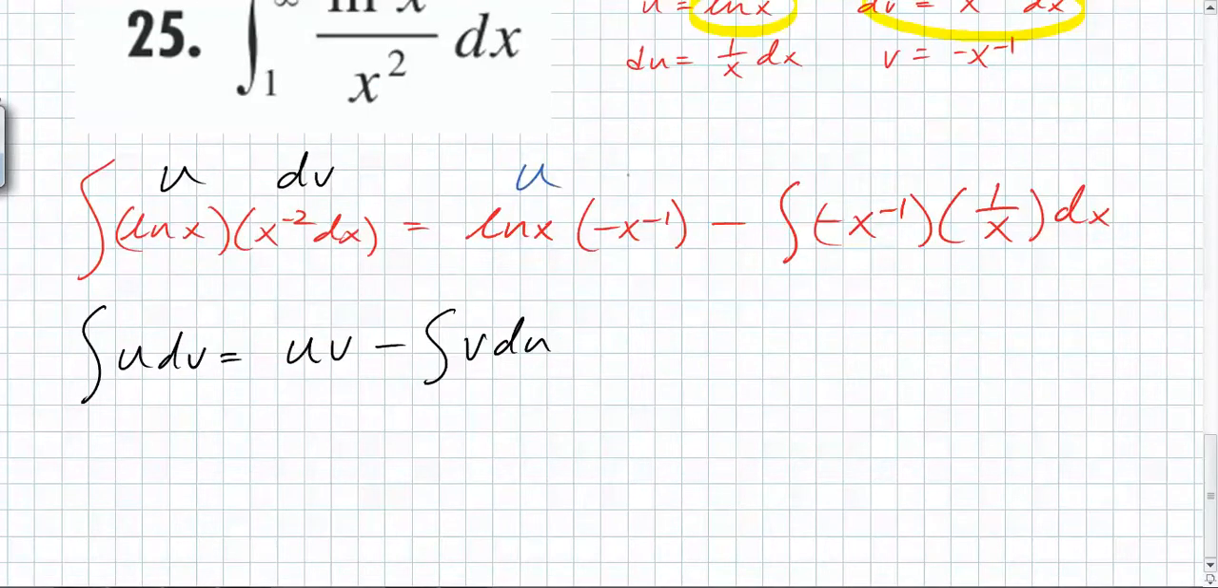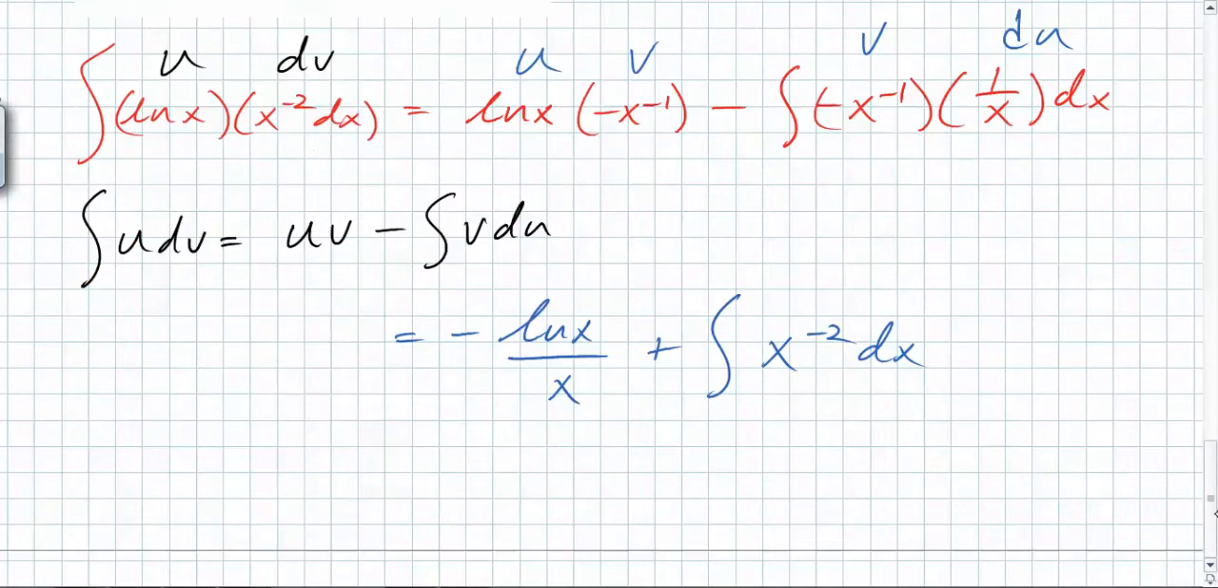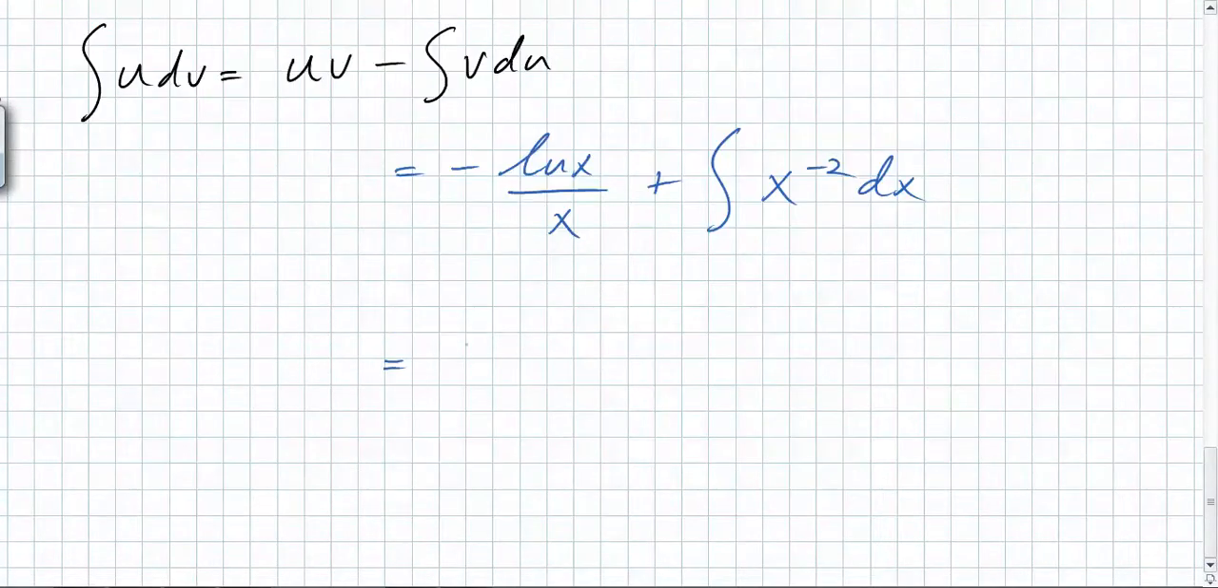So we know that that's u times v, and that's du. So you end up with negative ln x over x, then plus x to the negative 2 dx. Can we integrate this thing? Yep, negative ln x over x minus what? Minus 1 over x.